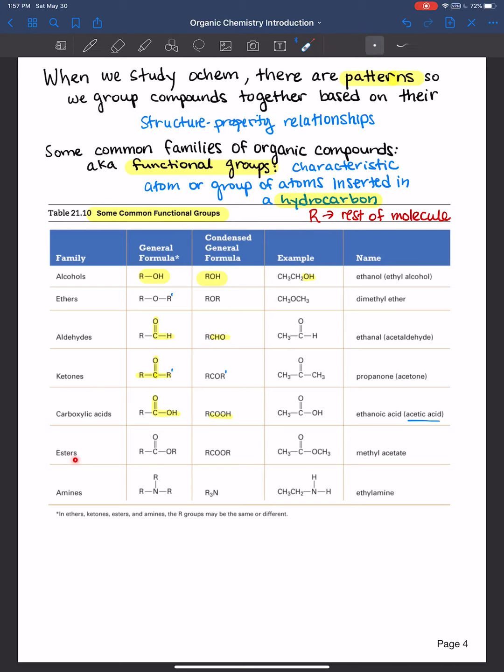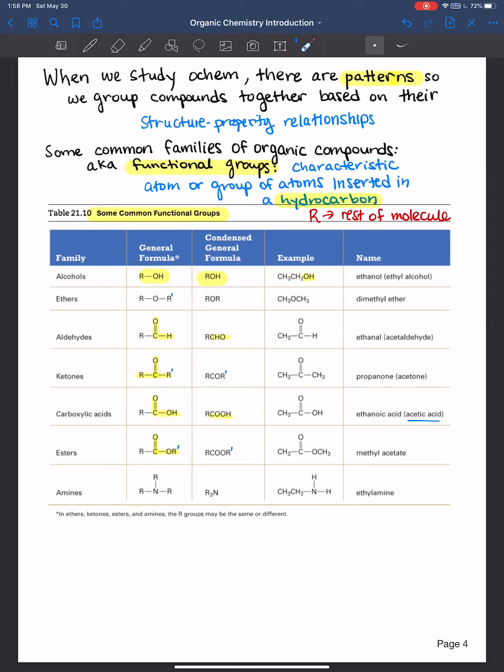We have esters, which look a lot like carboxylic acids, but instead of an OH, it's an OR, so there's a rest of a molecule on that side as well as the left side. Once again, usually esters are not symmetrical, they are asymmetrical. And so a lot of times you would see a long chain hanging off on this side, but a methyl or ethyl group hanging off of the oxygen. And this is referred to as, in this example, methyl acetate.